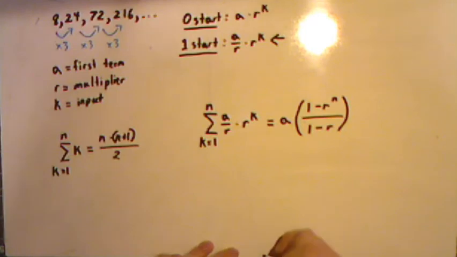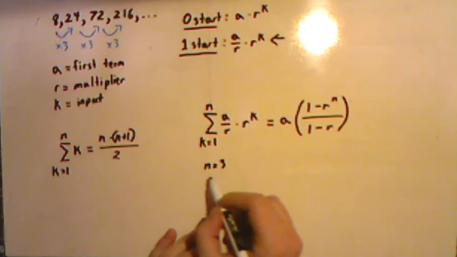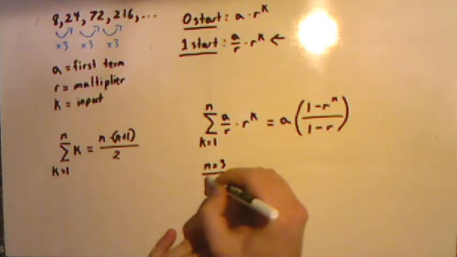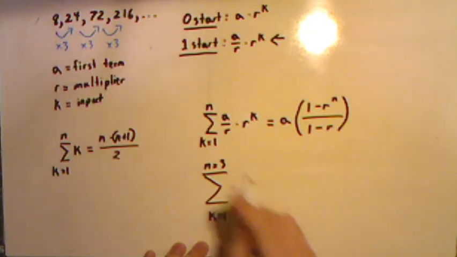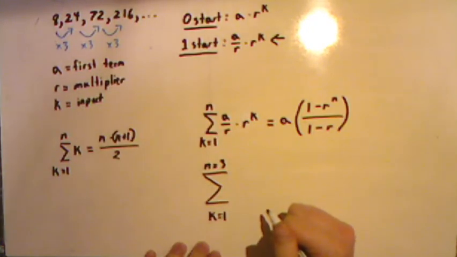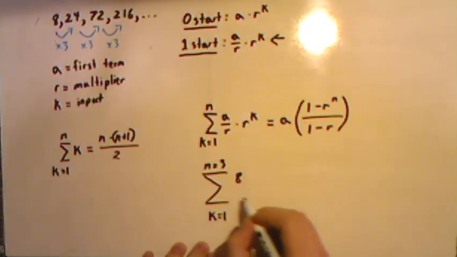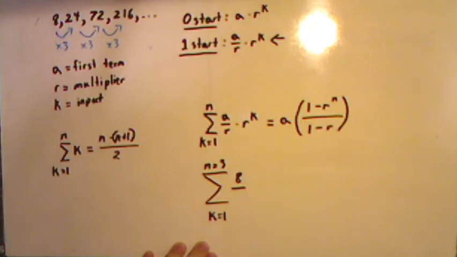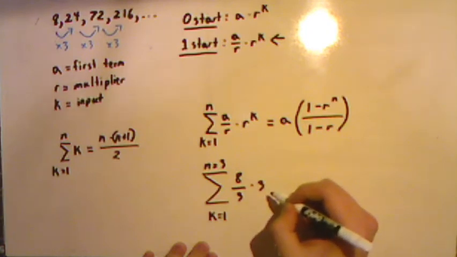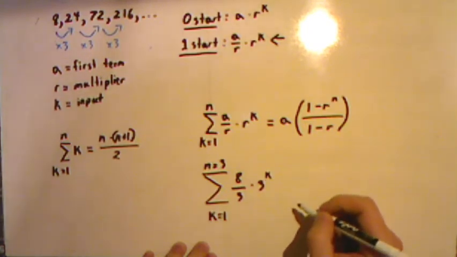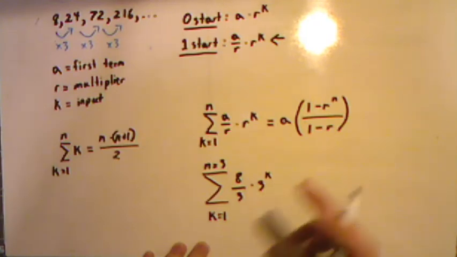So if we wanted to start off a little bit small, let's just say that our maximum value is 3. And then in our sigma notation, we are starting at k equals 1, and we're going to plug in the formula we get from this sequence. So our very first term is 8. Our multiplier is 3, and then we take that same multiplier and set it to the k value. So if we set this as 1, we should get 8. If we set this as 2, we should get 24.